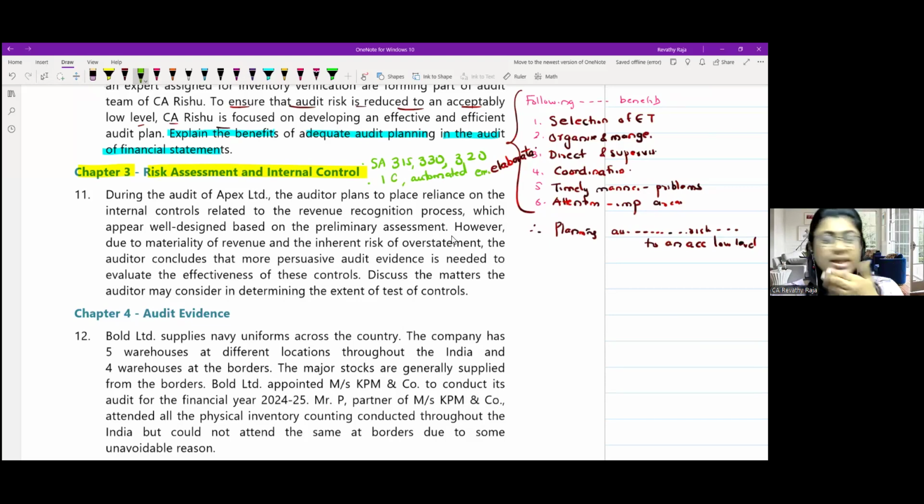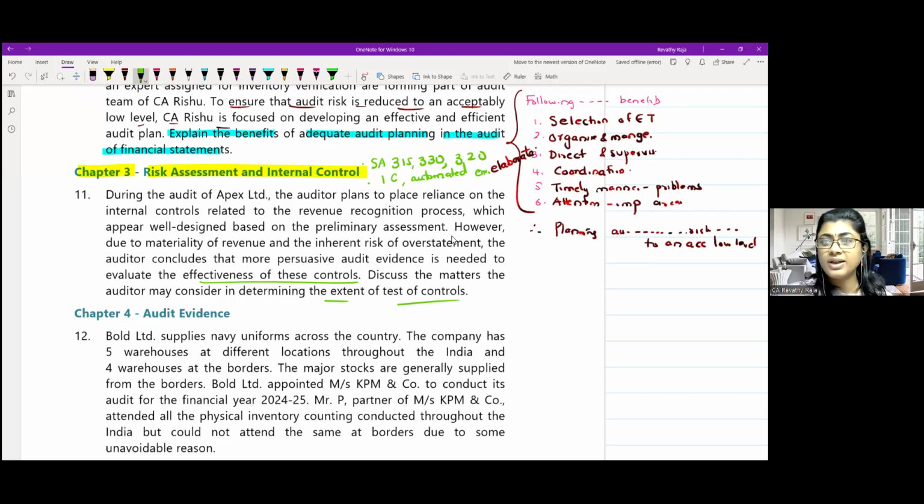This is a very indirect question. Actually, this question is related to SA 500 also. Let me see who all will answer. Can you read and reply? During the audit of Apex Limited, the auditor plans to place reliance on the internal controls related to the revenue recognition process, which appear well designed based on preliminary assessment. However, due to materiality of revenue and inherent risk of overstatement, the auditor concludes that more persuasive evidence is needed regarding effectiveness of control. Discuss the matters that may be considered in determining the extent of test of control.